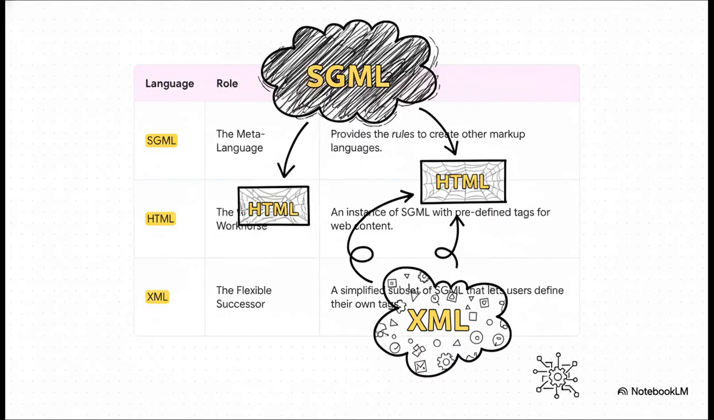And what's really cool is how these languages are all related. It's like a family tree. At the very top, you've got SGML. Think of it as the grandparent, the one who wrote the rulebook for everyone else. Then you have HTML, probably the most famous one. It's the web's workhorse, a direct descendant of SGML made specifically for web content. And then there's XML, kind of like the flexible cousin. It lets you create your own custom tags, which makes it super powerful for organizing all sorts of data.